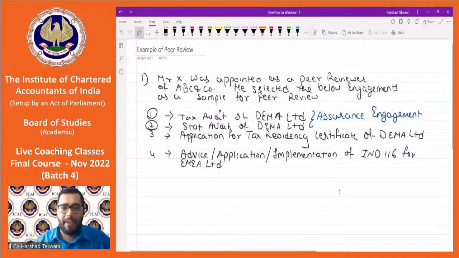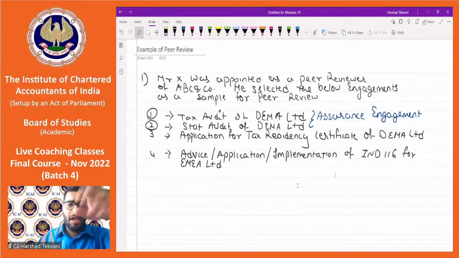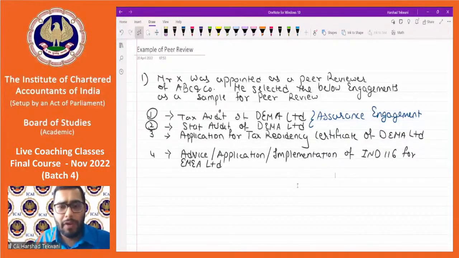Application for tax residency certificate. See, application for tax residency certificate is a job, like you can say administrative one, where we are applying to get one particular record from the department. There is no enhancement of confidence in the current case in the intended user. So today, if I say, okay, I have a tax residency certificate, do you think that will enhance my confidence in my financials? So financials without tax residency and financials with tax residency certificate, will it make a difference? No. So that is not the purpose of enhancing the confidence. So application for tax residency certificate, it's not an assurance engagement.